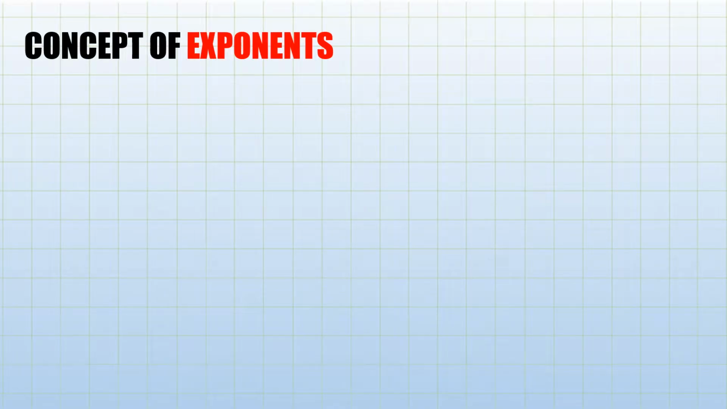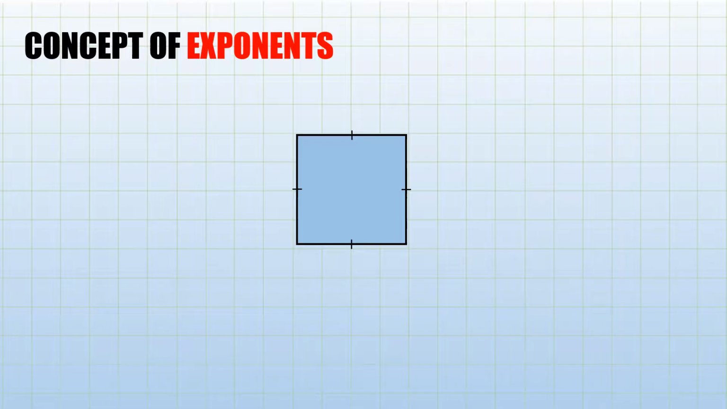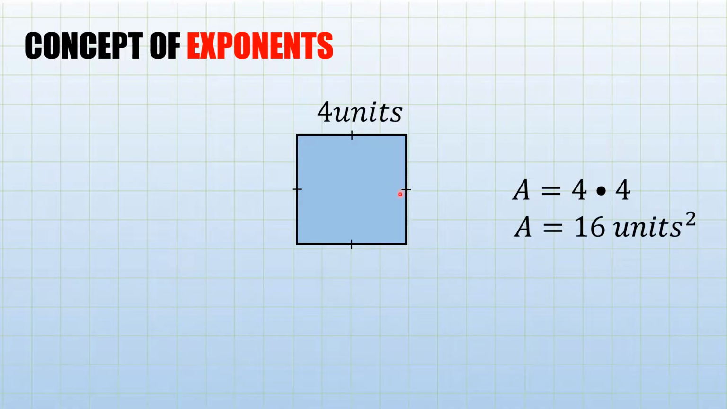There are situations that require us to multiply a number by itself. For example, to find the area of a square, all we need to do is to multiply one of its sides by itself. Let's say one of the sides is 4 units. All you need to do is to multiply 4 by itself, that is area equals 4 times 4. 4 times 4 gives us 16. Therefore, the area of this square is 16 square units.